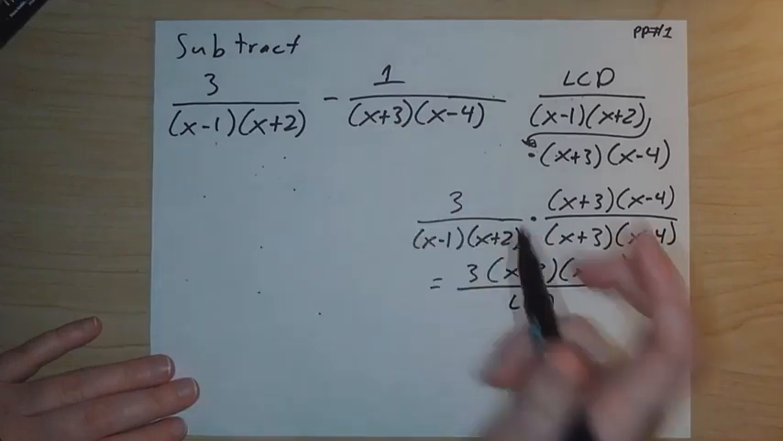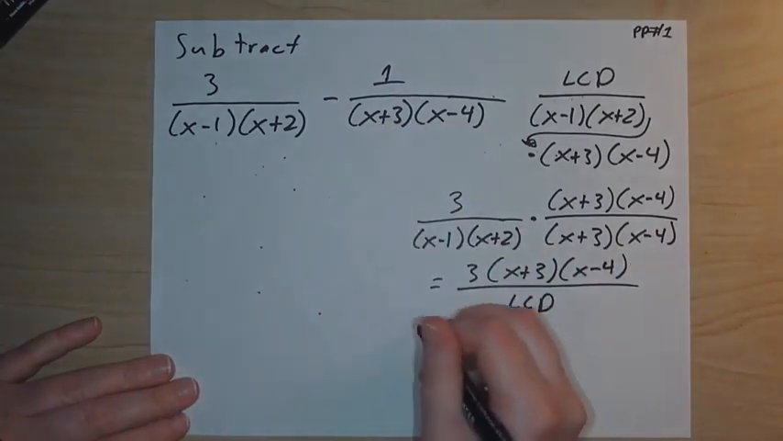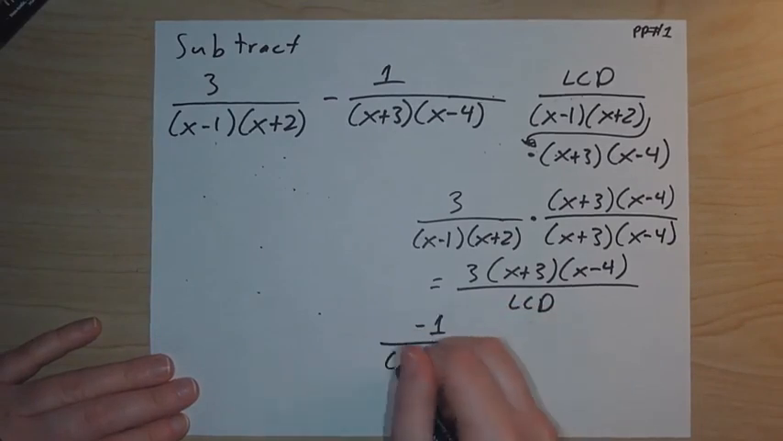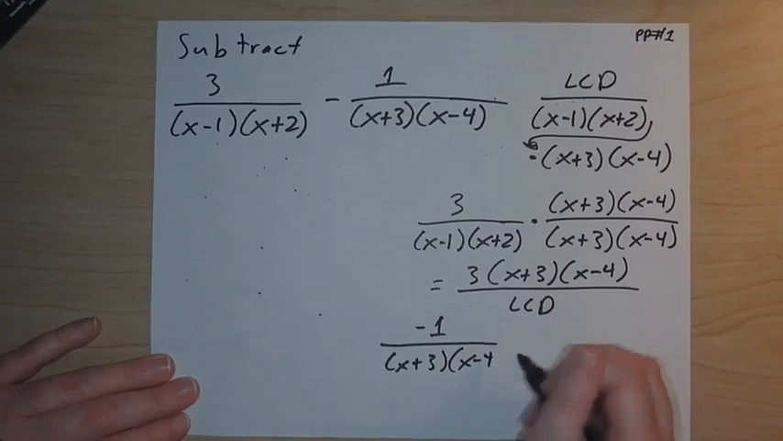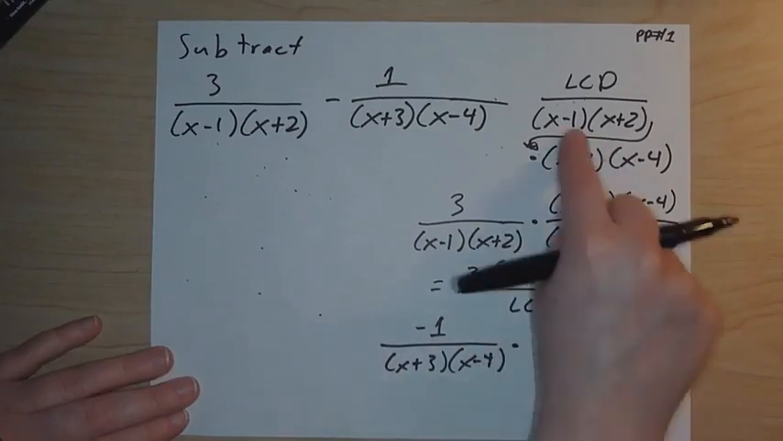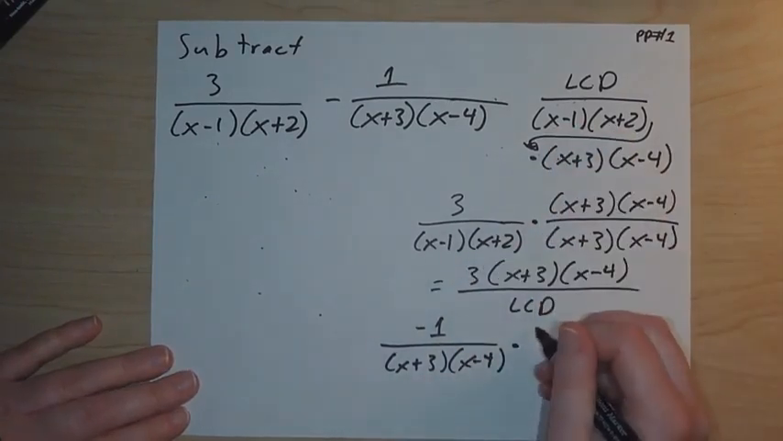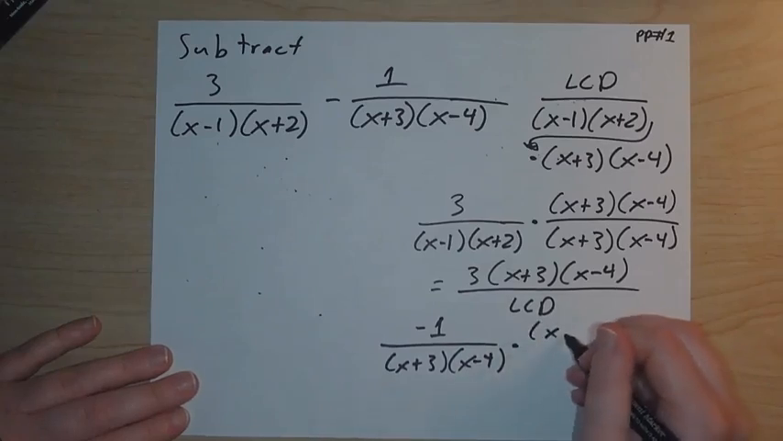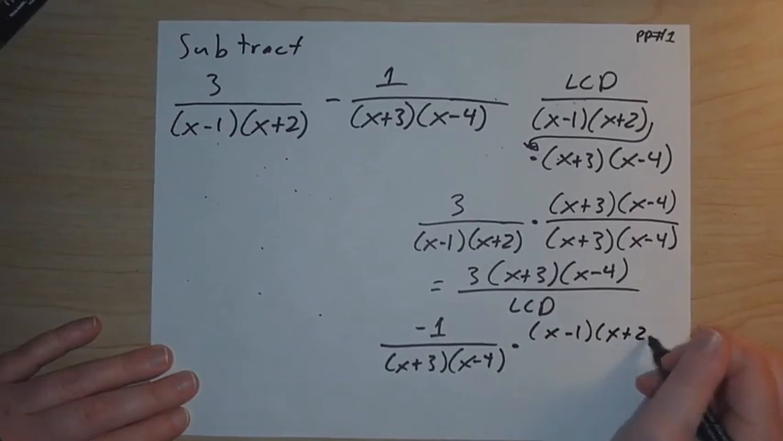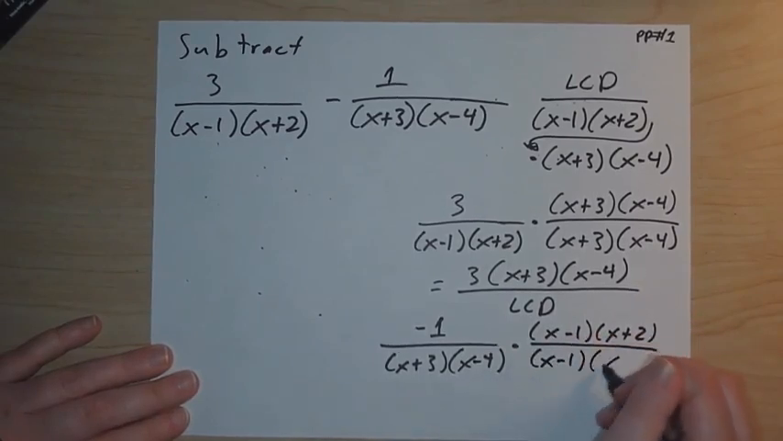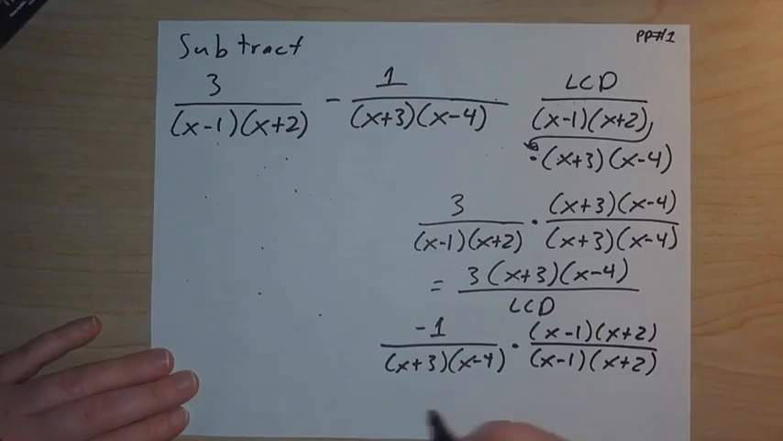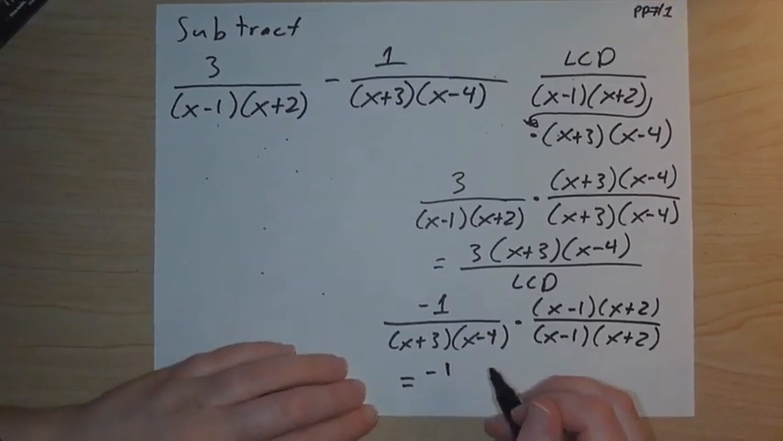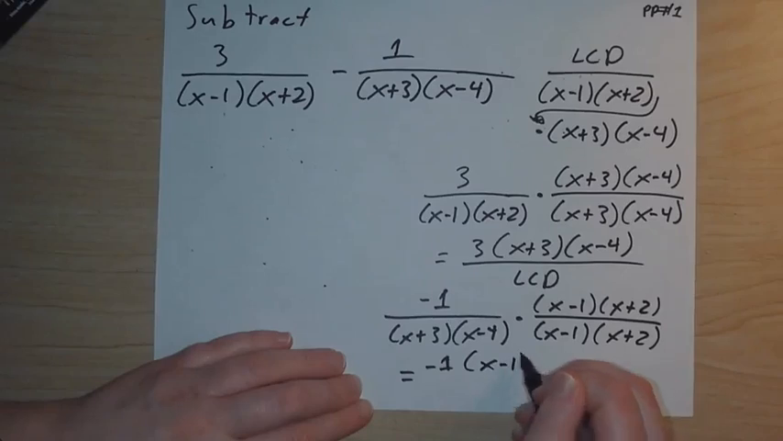And then manipulating the second fraction here, I'm just going to put the negative there, x plus 3 times x minus 4. We need to multiply it to get the LCD on the bottom. We need to multiply it by its missing factors of x minus 1 and x plus 2. But we don't want to change the value of it, so we have to put it over itself, x minus 1, x plus 2. Like that. So this is the same thing as -1 times x minus 1 times x plus 2 over the LCD.